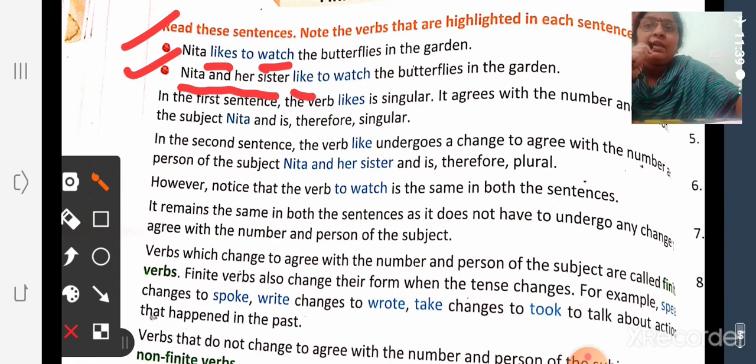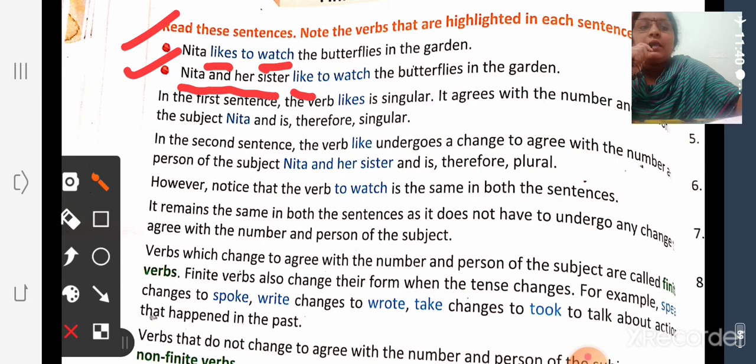Like, the first verb, the main verb, changes according to the subject here. Whereas, look at the second verb, to watch. No change at all. To watch in the first sentence, to watch in the second sentence. Its form doesn't change. So, if a verb changes its form according to the subject, person, number, tense, etc., it is called a finite verb. So here, like is a finite verb and to watch is non-finite because it doesn't change at all.